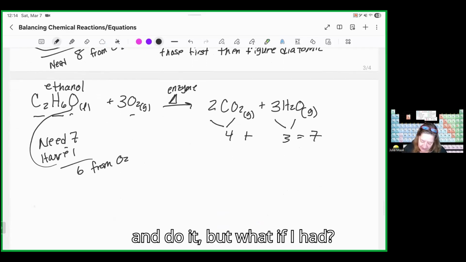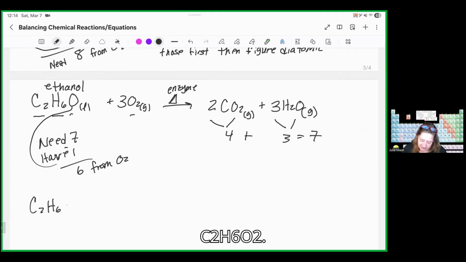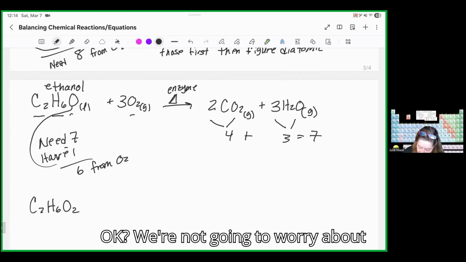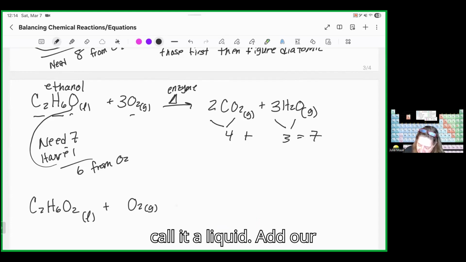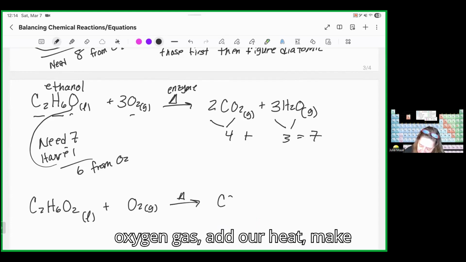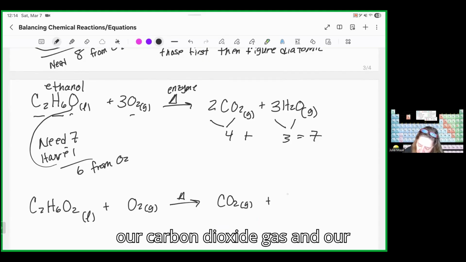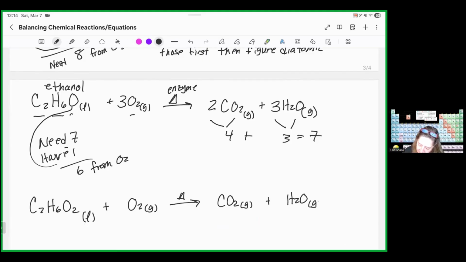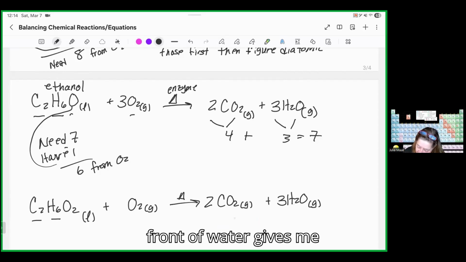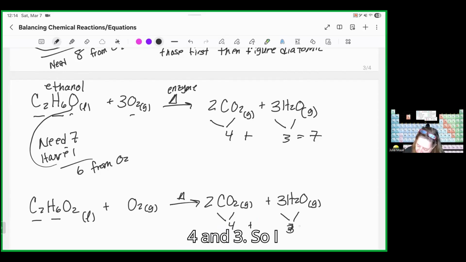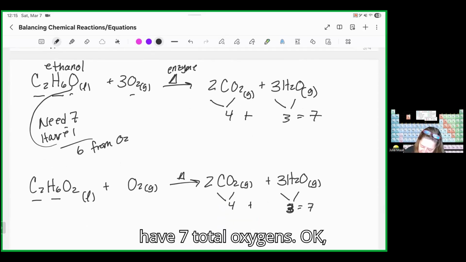But what if I had C2H6O2? Okay. We're not going to worry about what that is. Okay. We're going to call it a liquid. Add our oxygen gas, add our heat, make our carbon dioxide gas and our water vapor gas. Okay, so 2 carbons, 2 carbons, 6 hydrogens, a 3 in front of water gives me 6. So here I have 4 and 3. So I have 7 total oxygens, okay?